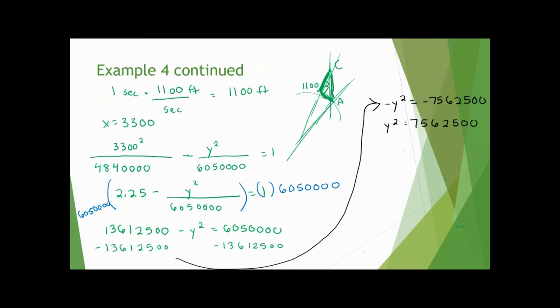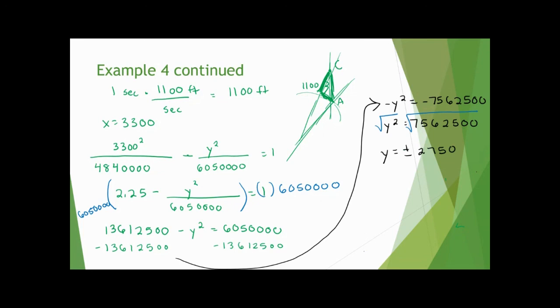To solve for Y, we need to take the square root of both sides. So I'm going to take the square root of Y squared and the square root of that number. And when we take the square root, we get a plus or minus. And that actually comes out to a nice number, 2750.